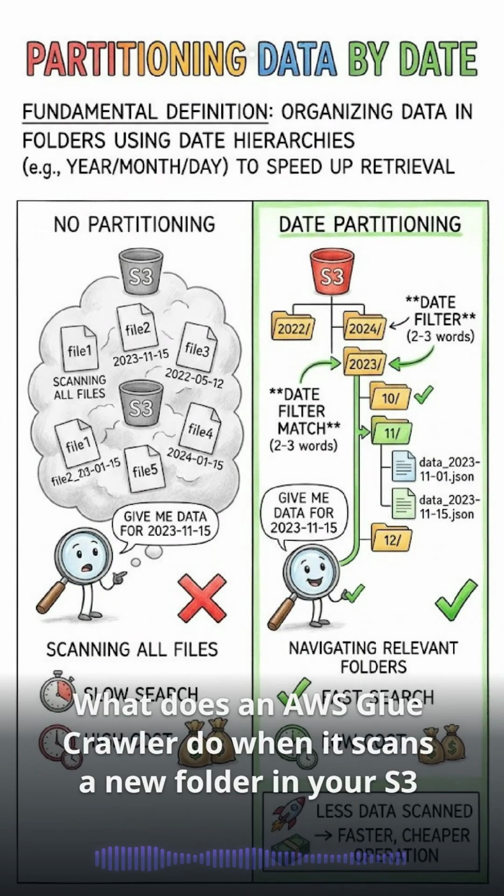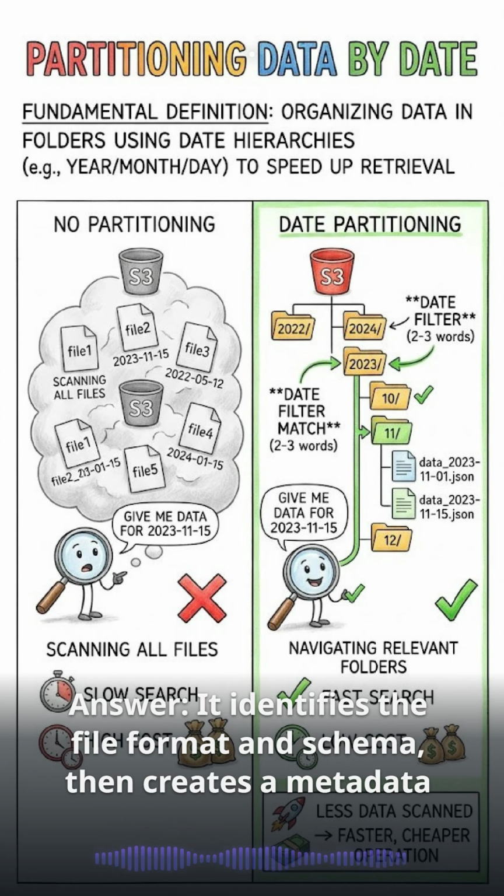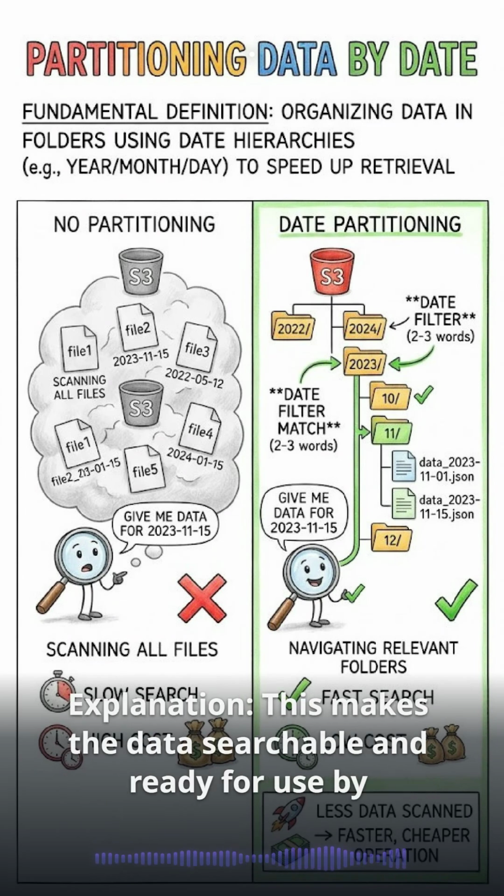25. What does an AWS Glue crawler do when it scans a new folder in your S3 bucket? It identifies the file format and schema, then creates a metadata table in the data catalog. This makes the data searchable and ready for use by other services like Athena or Amazon Redshift.